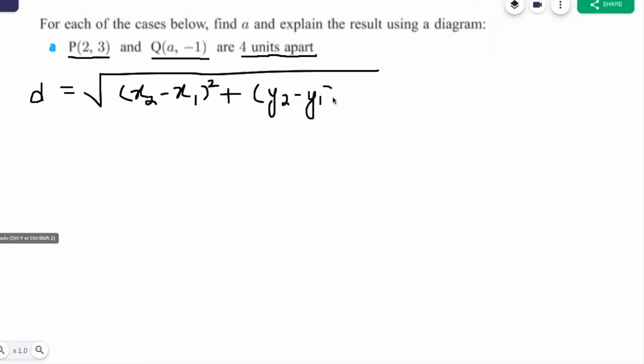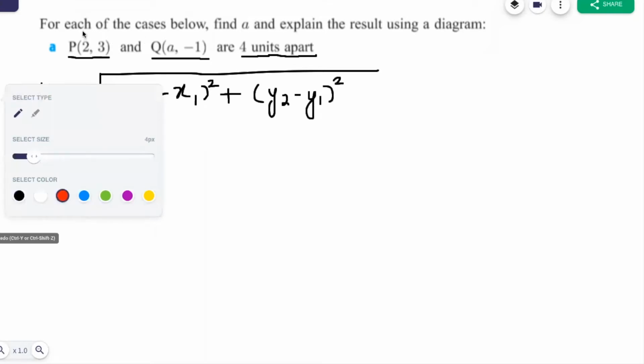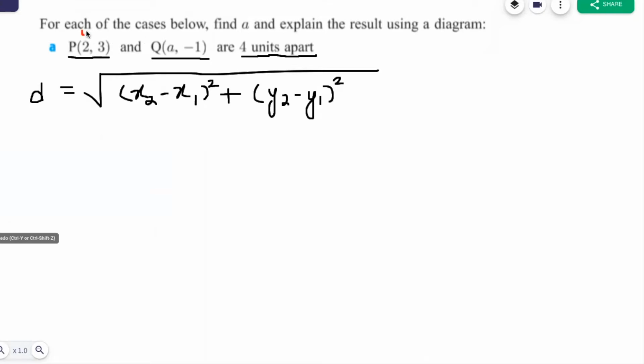We must figure out the coordinates first. So I'm going to take the first one as x1 y1, and I'll take the second one as x2 y2. And in the formula where you see d or the distance, I will plug in 4 units there because that is the distance between these 2 points.